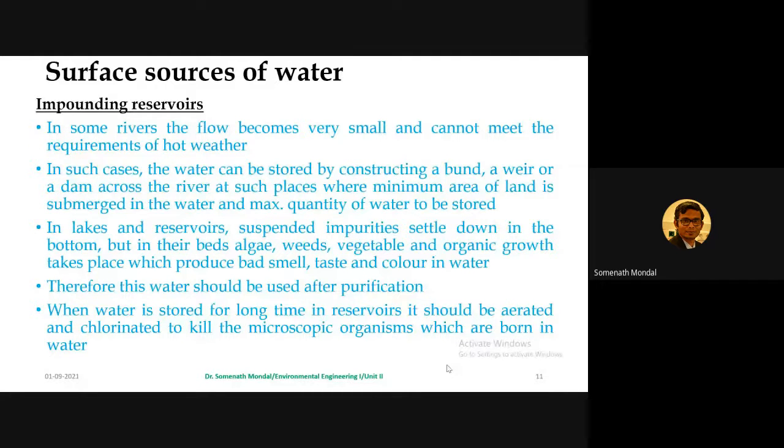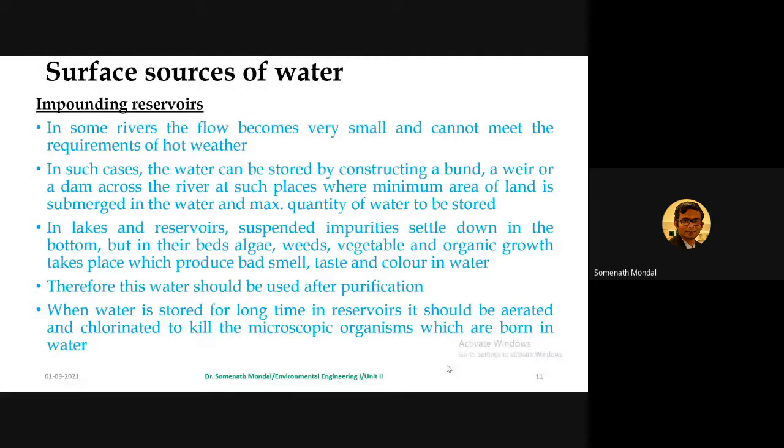Next is the impounding reservoirs. In some rivers the flow becomes very small and cannot meet the requirements during the hot weather. It's quite a similar phenomenon to what we discussed in the previous points, when we talked about the river where the water was not continuous during the dry season and the river used to get dried up. Now, in this case, it may not get dried up, however the flow will become significantly less, and then it cannot meet the demands during the hot weather.